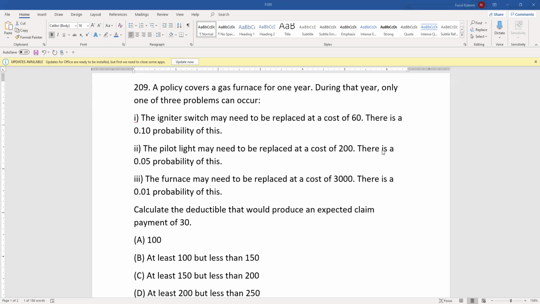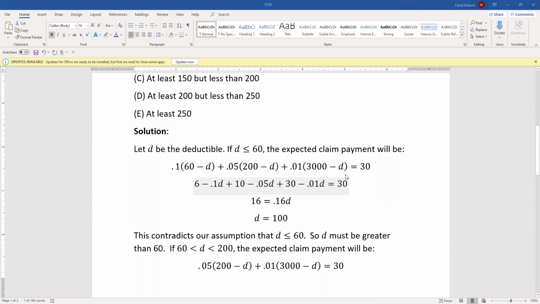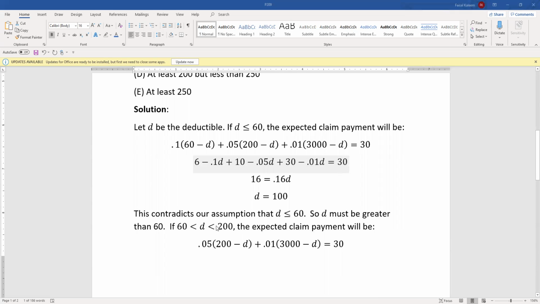The next assumption we make is, yes, we know it's greater than 60, but now we assume that it's also less than 200, so that these two still act like normal. If it's less than 200, the payment here will be 200 minus D, and it's 3,000 minus D here. So our next assumption is that D is greater than 60 and less than 200. Then this first one doesn't come into play, because the payment here is 0. And only the second and third come into play.